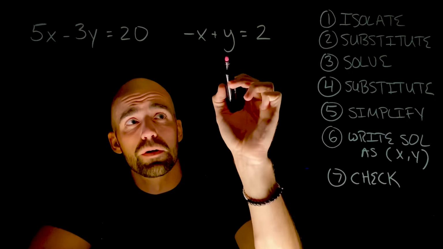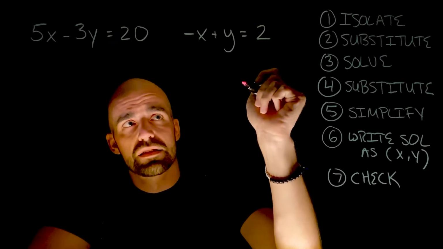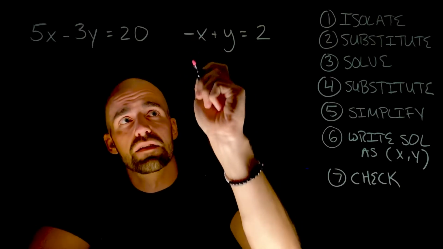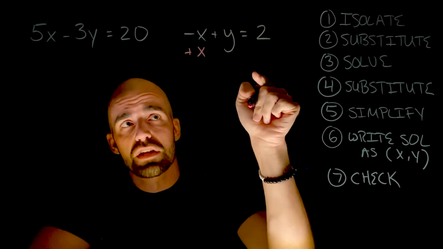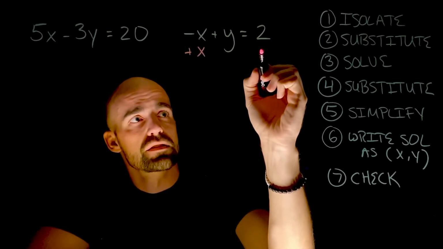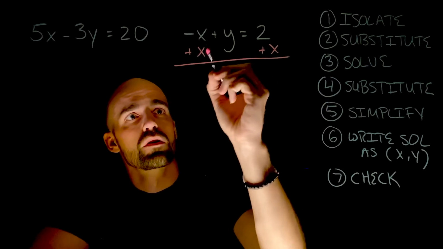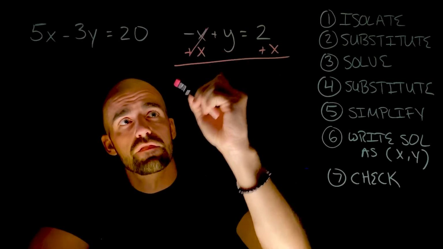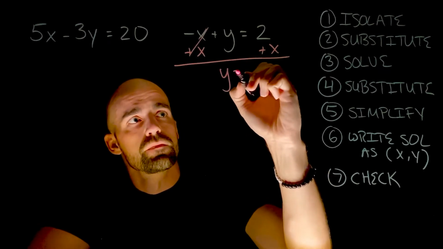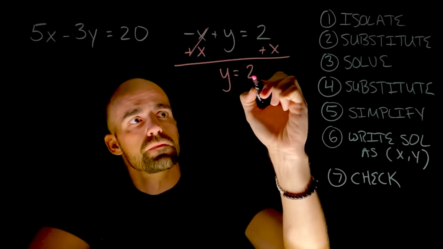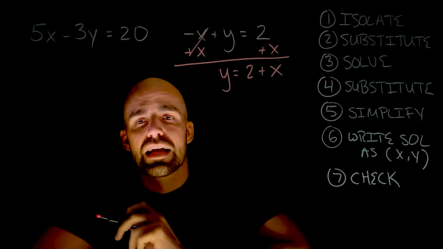So to get a variable alone, we're just going to use inverse operations to remove anything on the same side as that variable. So in this case, since I have a -x, I can get rid of that or move it to the other side by using the inverse operation, just plus x. So I'm going to add x to both sides of this equation, which will cancel out. -x and +x would cancel out, and I'd be left with just y equals 2 plus x. Right, that's our first step. We have a variable isolated.